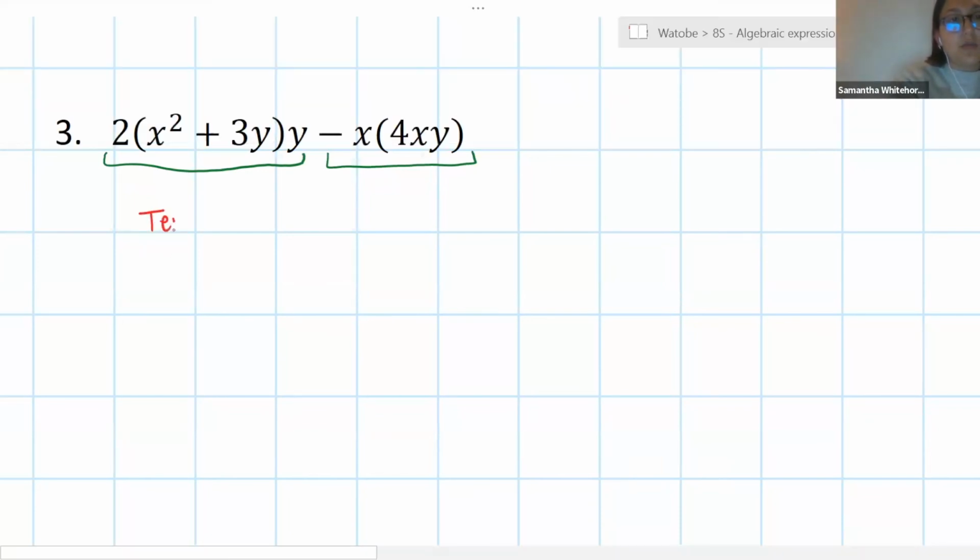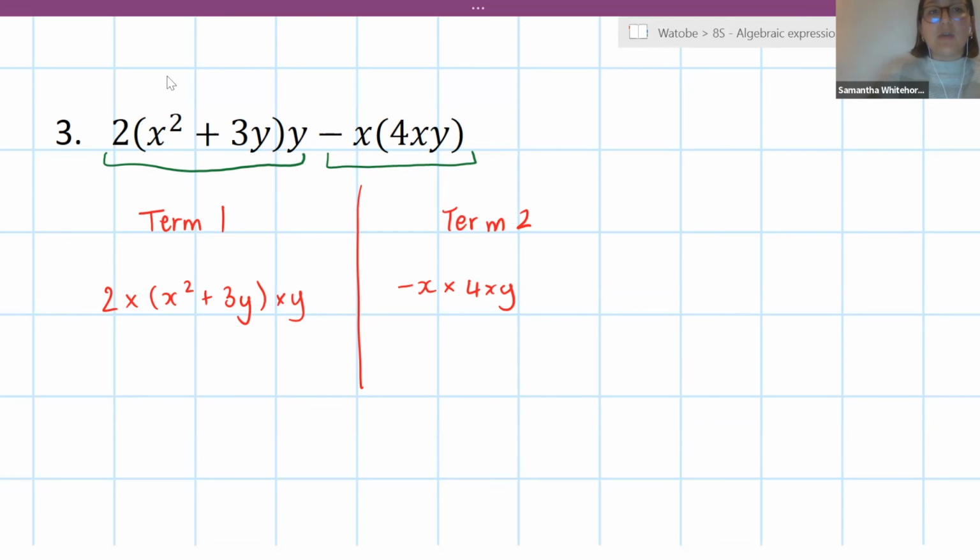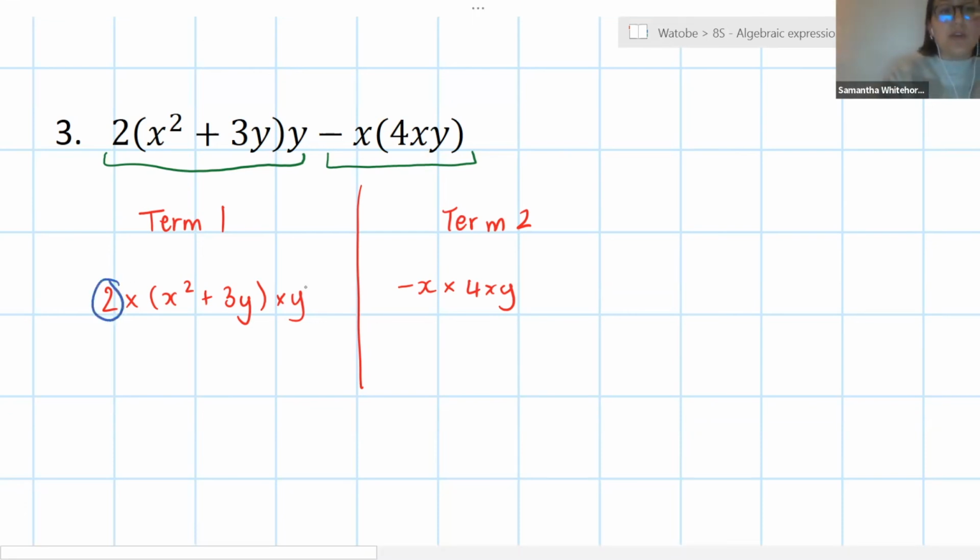If we look at term 1, I have got 2 times the bracket x squared plus 3y times y. And then if I look over at term 2, I have got negative x times 4xy. So those are the 2 multiplications that need to happen. Now for term 1, what we can do is multiply the 2 and the y first.